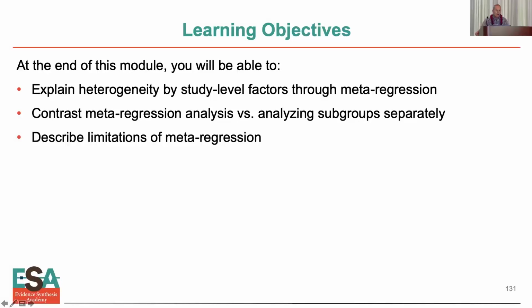So I'm going to try to explain how we can explain heterogeneity using meta-regression with study level factors, to contrast meta-regression analysis with just analyzing subgroups, and to also describe some of the limitations of meta-regression. The main limitation is that the sample size, again, is the number of studies, and so you usually don't have a lot of data to do these regressions with.